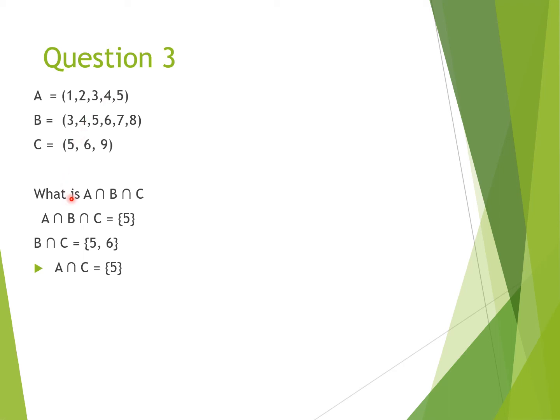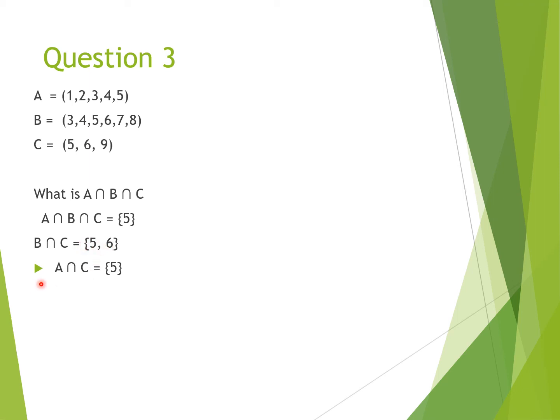Because the question asks, what is the intersection between A, B, and C? So we have to look for the element in the set that is in A, B, and C. But to make it a little easier for you to understand, we ask what is the intersection between B and C. And as you can see here, in B we have 5 and in C we have 5, and we have 6 in B and we have 6 in C, right? So the answer becomes 5 and 6.